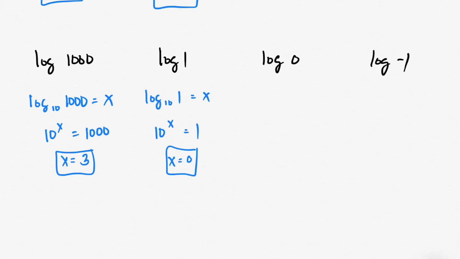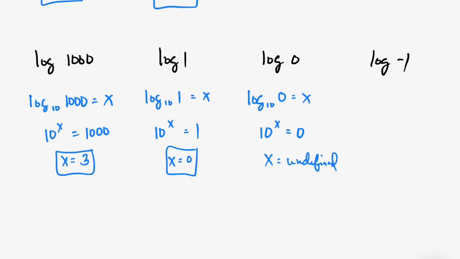Now let's try the third one. Let's add some detail. Log base 10 of 0 is equal to x. In exponential form, that's 10 raised to x is equal to 0. And for this one, we have a problem already because we cannot substitute any number to the exponent that will give us 0. So meaning, the x here is undefined.